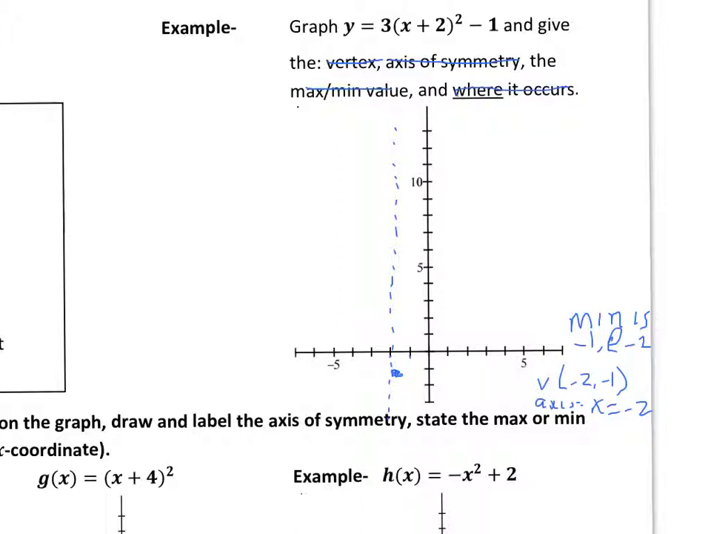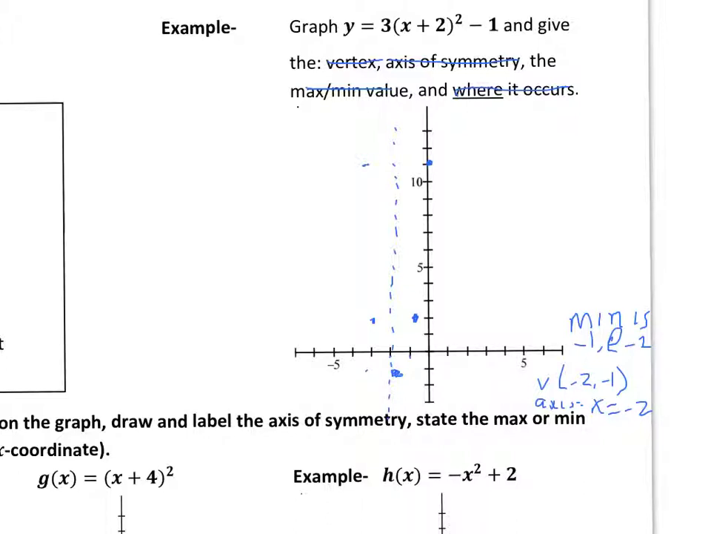Now let's just graph it. From my vertex, I go right 1, and I go up how much? 1 squared times 3. 1, 2, 3. And we can plot that point. I go right 2, and I go up 2 squared times 3, or 4 times 3, or go up 12. Good. So now I'm up here at 11. Those points would be 1 and 2, and then 0 and 11. Because we have our axis of symmetry, we do the same thing on the left side. So we go left 1 and up 3, and left 2 and up 12.